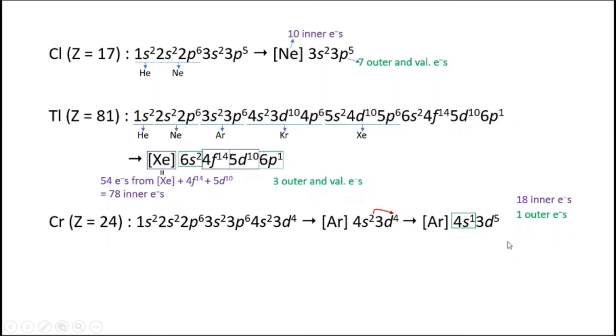In addition to that, when we talk about valence electrons, it's going to include your outer electrons plus any electrons in the d orbital. So here you're looking at your 4s1 plus the 3d5, to give you a total of 6 valence electrons.